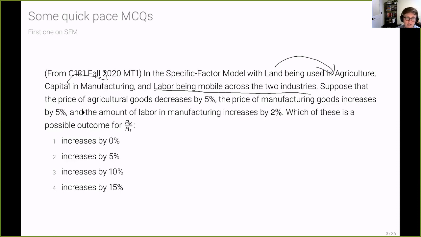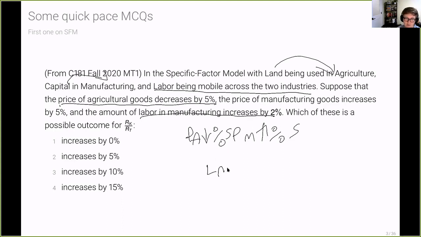Now, just to highlight the important parts that we need to keep in mind, we're going to suppose that the price of agricultural goods decreases by 5%, and the price of manufacturing goods increases by 5%. And then the amount of labor in manufacturing increases by 2%. It asks which of these is a possible outcome for RK over RT.